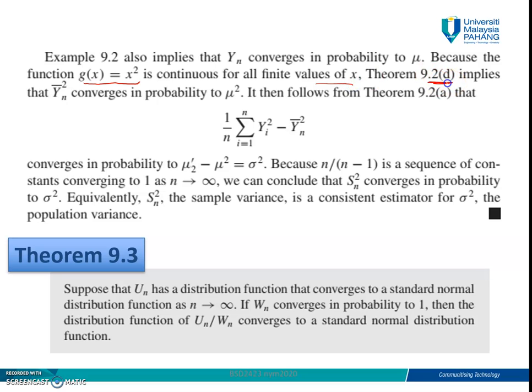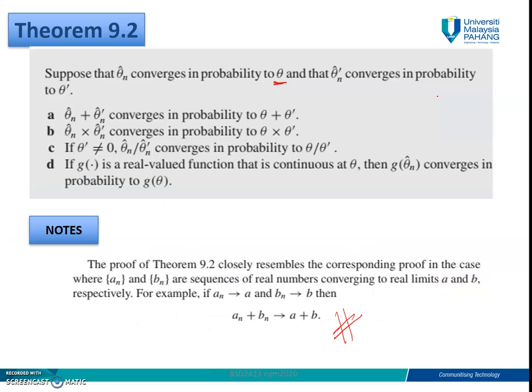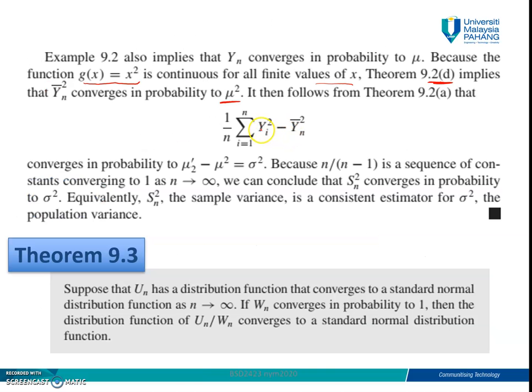Then when we have the function g(x), actually y bar squared, this will converge to mu squared. All right, and then 9.28 is a summation. When we have the summation, what is it? This is mu prime 2 minus mu squared. Then this will give you sigma squared, which is actually S squared over n, isn't it? And this is the part we care about.